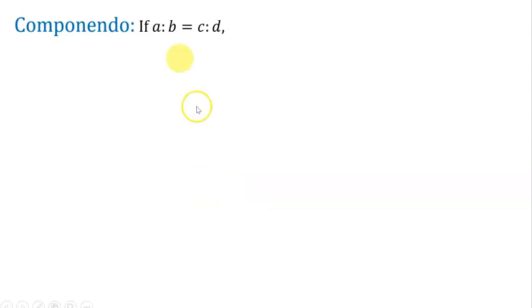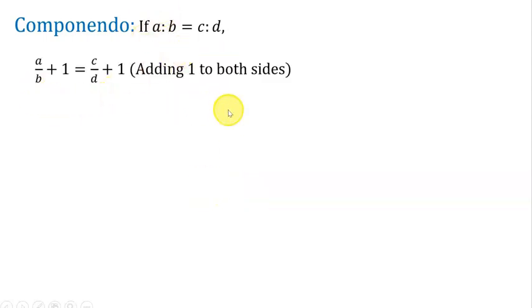Now next, componendo. If A is to B is equal to C is to D, and if we add 1 on both sides and then simplify, then you will get A plus B upon B is equal to C plus D upon D. Hence, if A is to B is equal to C is to D, then A plus B upon B is equal to C plus D upon D. This is called componendo.